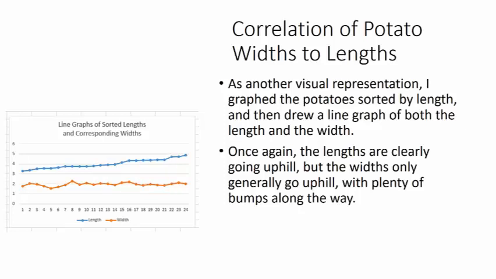So you can see here that the lengths are definitely going uphill because that's the way I sorted them. But the widths are not really going uphill. They only sort of generally go a little bit uphill. There are plenty of bumps along the way, narrow potatoes, wide potatoes, all along the path there. So that's just another way of visualizing the correlation, or how much the width of the potato depends on the length, or the correlation between the potato width and length.